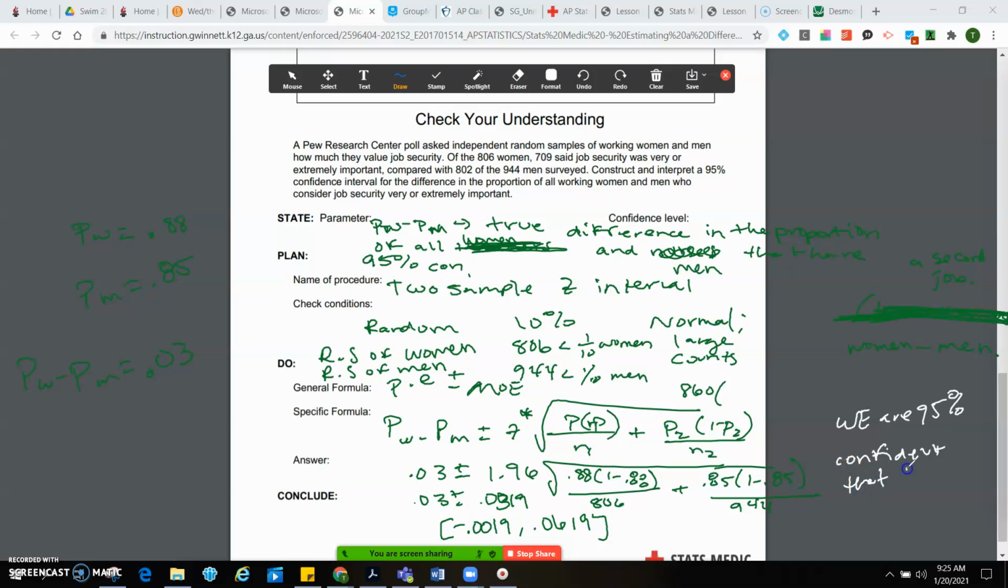that the interval from negative 0.0019 to 0.0619 will have the true proportion. I'm so sorry, that's messy. Of men and women who have a second job. And that's the entire sentence that you would actually write out. Okay? And that is your conclusion down here at the bottom.